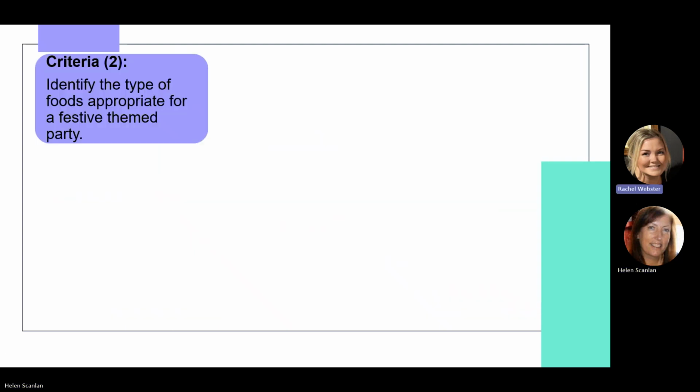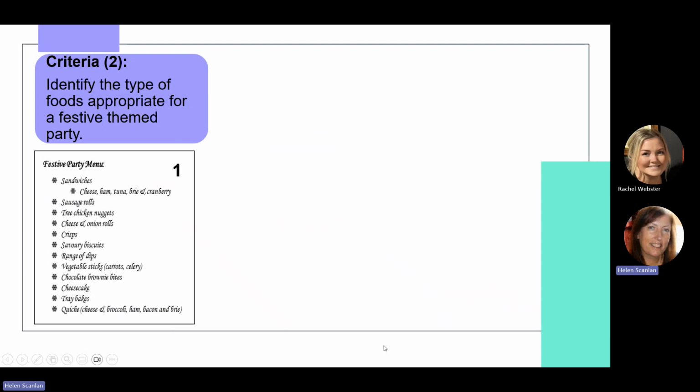Let's go. So, identify the type of foods appropriate for a festive theme party. So it's an identify, that action verb, is very important. Let's start and have a look then. Number one. What do we make of number one, this list then?